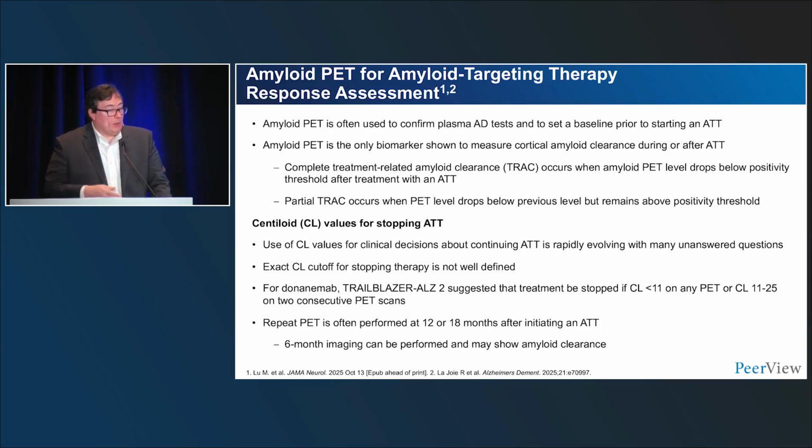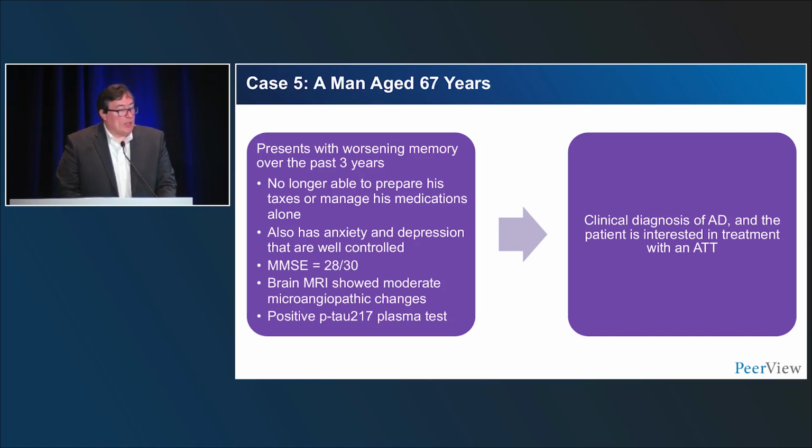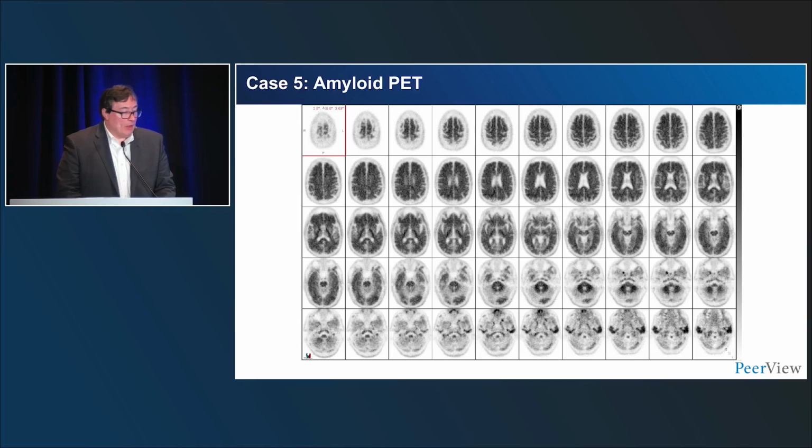Initially, when we started doing this, we would often do the repeat amyloid 12 or 18 months after therapy, and that still happens. But we've seen some patients where we may do the imaging as early as 6 months to evaluate clearance. So here's a case, a 67-year-old man, worsening memory over the past 3 years, can't do some basic daily tasks. His MMSE is pretty good. His brain MR does show some vascular changes, and he comes in with a positive p-tau217 plasma test. While those are not perfect, it does suggest he has amyloid pathology. And so really, we're establishing a baseline in this patient as well as confirming amyloid pathology.